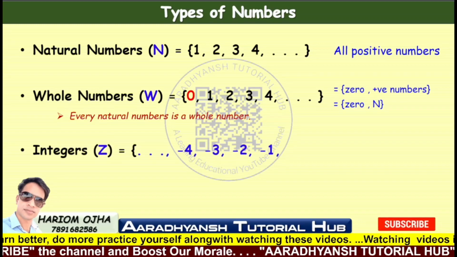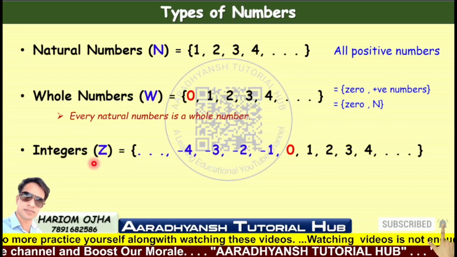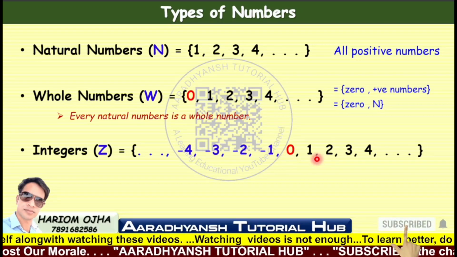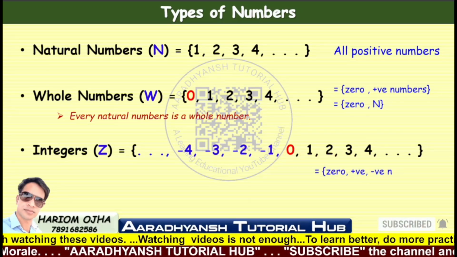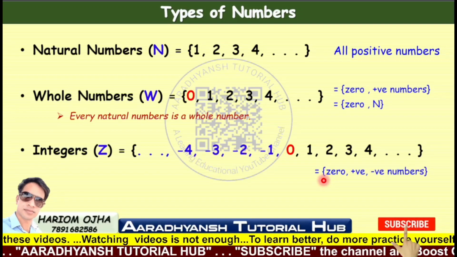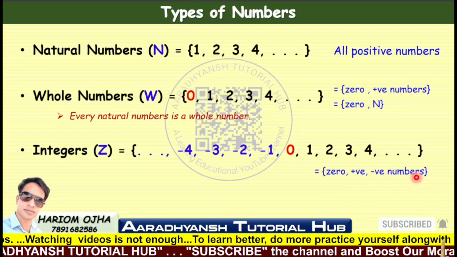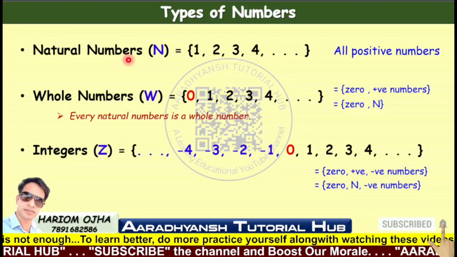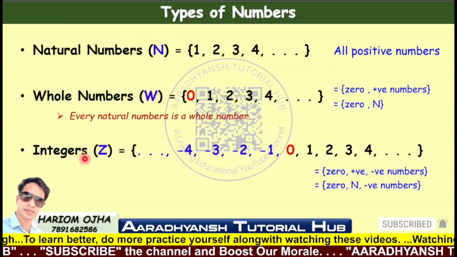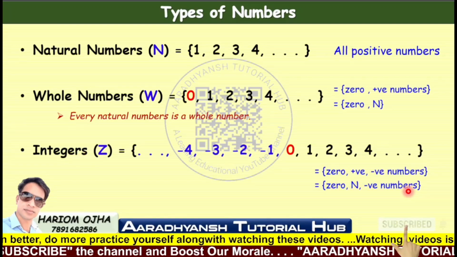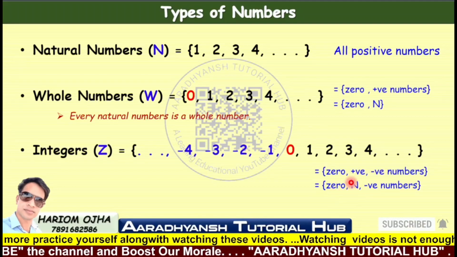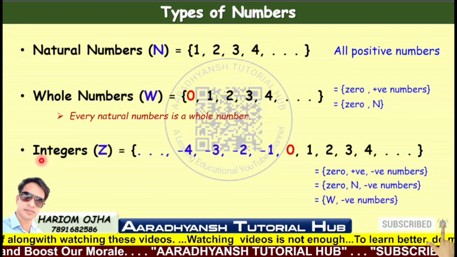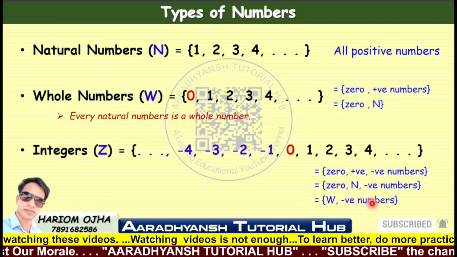Next is integers. It is represented by Z, and these are the collection of positive numbers, negative numbers, and 0. So we can say integers are the collection of 0, positive and negative numbers. And positive numbers are natural numbers. 0 and N together make the whole numbers. So the collection of whole numbers and negative numbers is called integers.